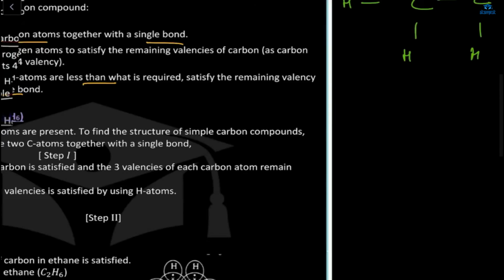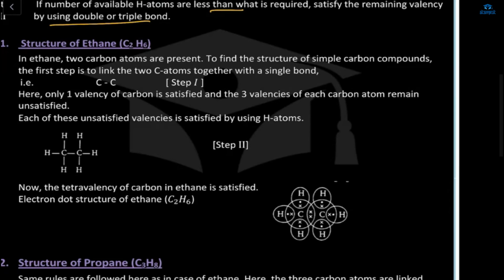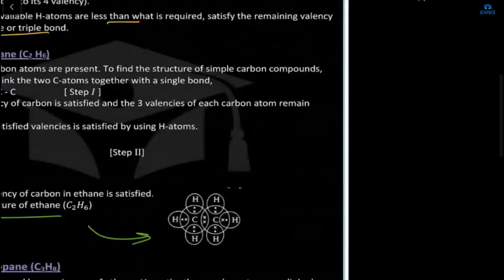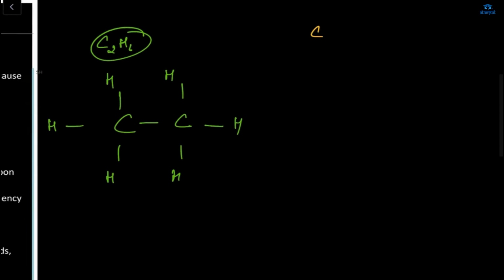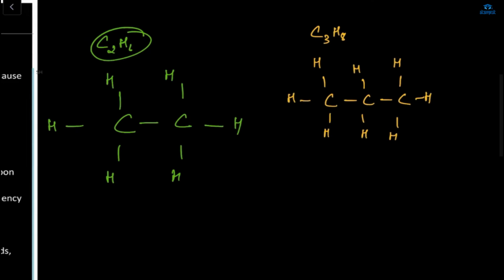So C2H6, the tetravalency of carbon in ethane is satisfied. So the electron dot structure will be like this. You already know how to make the electron dot structure; we have already discussed. What about propane? It means we have to make C3H8. If we make C3H8, it will be like C3 and 1, 2, 3, 4, 5, 6, 7, 8.